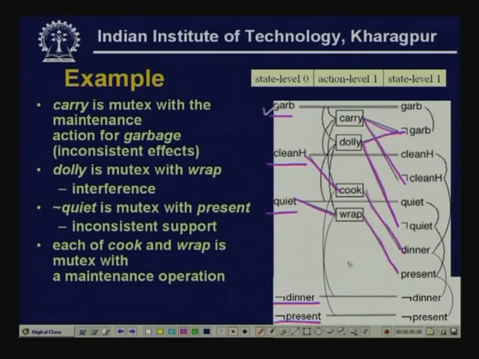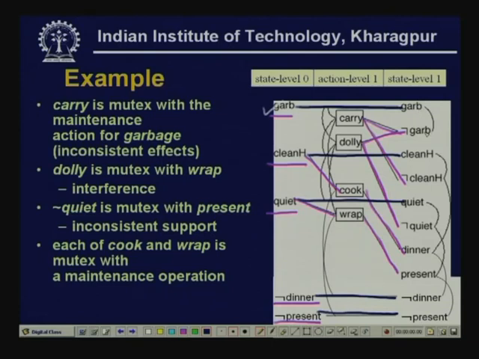So, in addition to these 4 actions, we also have the maintenance conditions, 1 for each literal. For example, garbage to garbage there is a maintenance action, clean hands to clean hands there is a maintenance action, quiet to quiet, similarly no dinner to no dinner, no present to no present, these are maintenance actions. Now, we notice that carry has no garbage as the effect and the maintenance action corresponding to garbage has garbage as the effect.